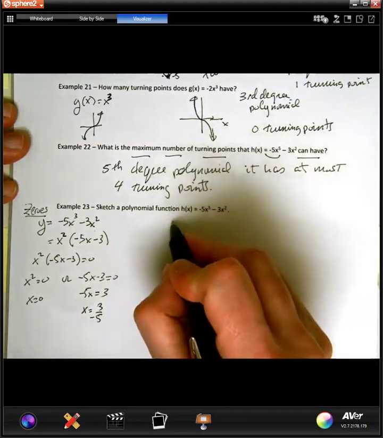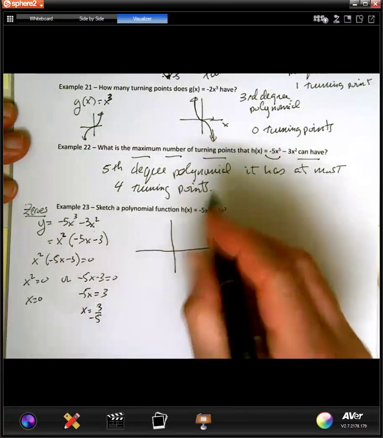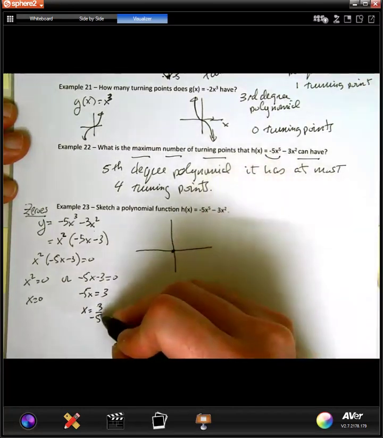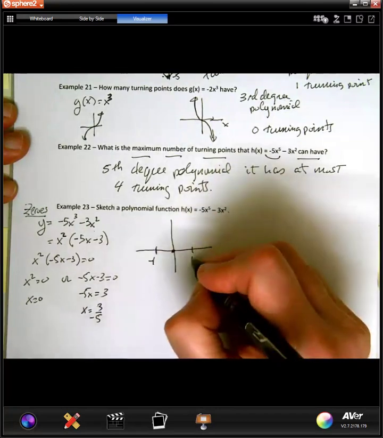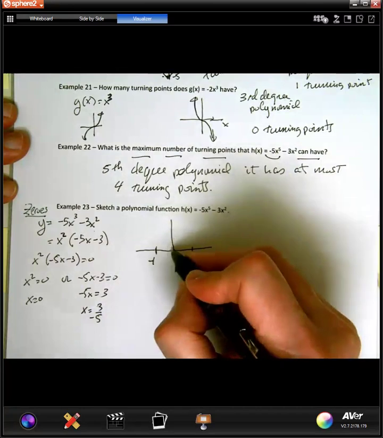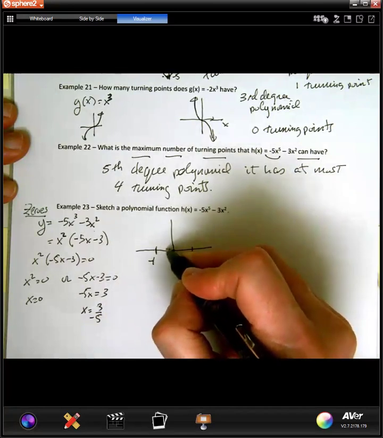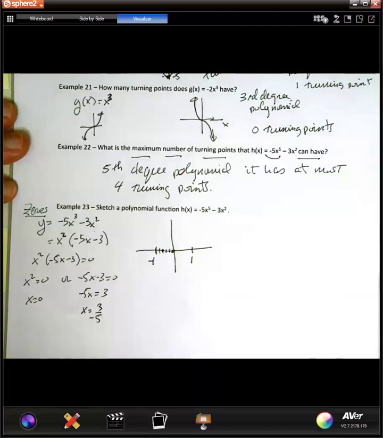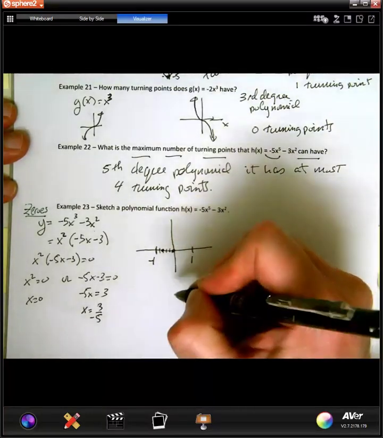So this has 2 zeros. Okay. So I'm going to sketch my 2 zeros here, 1 at 0, and negative 3/5. That is less than 1. So imagine dividing this into 5 parts, 1, 2, 3, 4, 3/5. So it's just about right there. So I have these 2 zeros very close to each other.